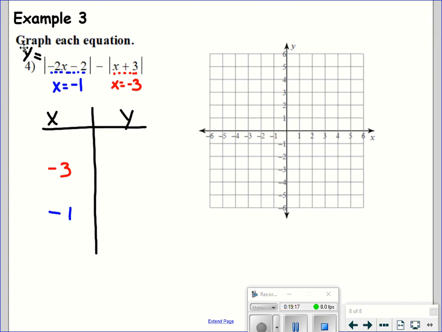And then I want to fill in with numbers around those. I should be able to see the straight line segments that are connecting this. So I'm going to toss in a negative 4, a negative 2, and a 0.